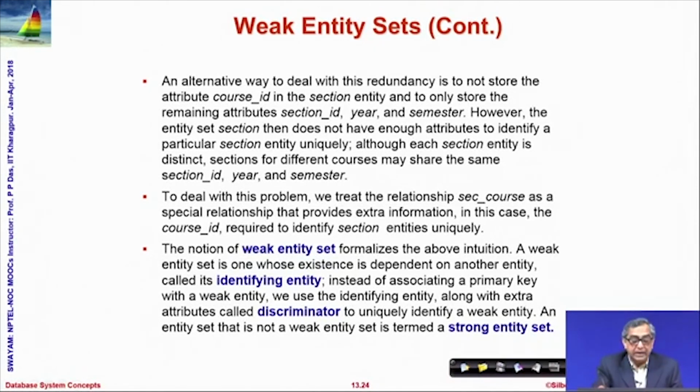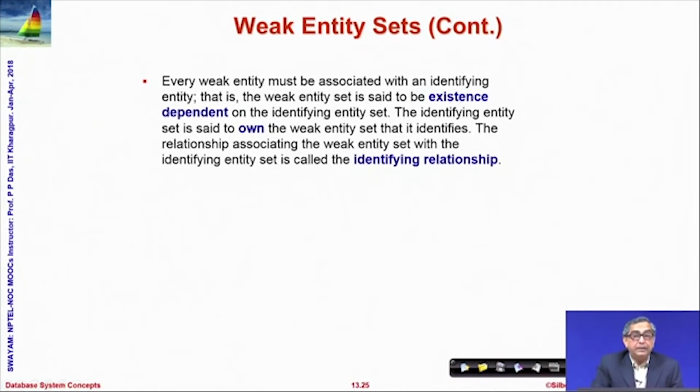So, weak entity sets naturally cannot happen by themselves, their existence is dependent on the identifying entity set, and the identifying entity set owns the weak entity set. So, the courses in that way own the section, and the identifying relationship between them is necessary to uniquely identify every entity of this weak entity set, or section in our case.